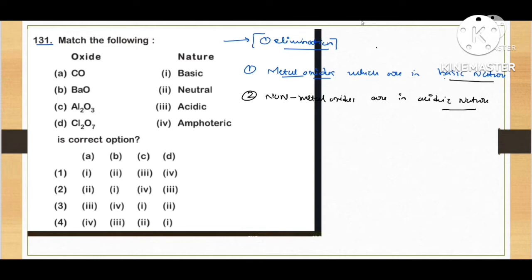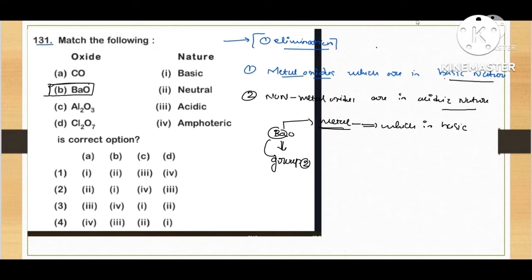Okay, now let us verify the question. Here, randomly I choose barium oxide. We know that barium oxide belongs to group 2 elements, so it is a metal. Just now we discussed that metal oxides are basic in nature. Barium is a group 2 element. That's why this metal oxide is basic in nature.